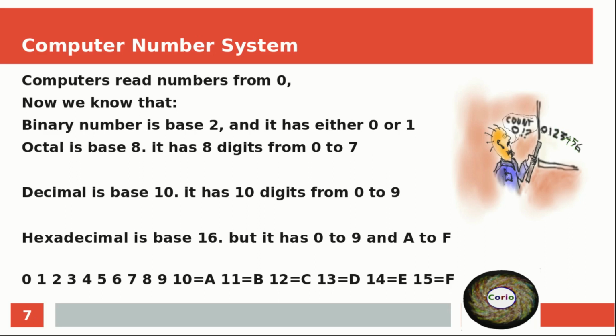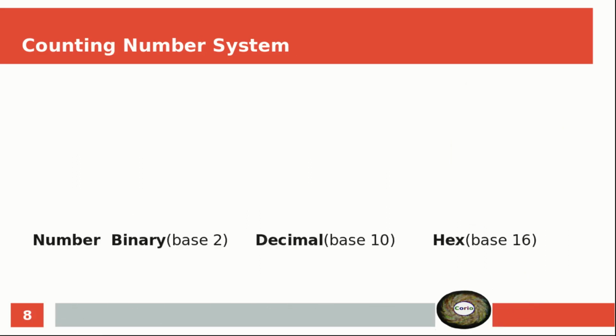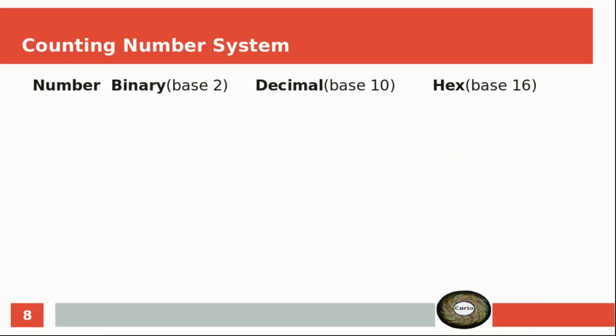0, 1, 2, 3, 4, 5, 6, 7, 8, 9, 10 is represented as A, 11 is represented as B, 12 is represented as C, 13 is represented as D, 14 is represented as E, and 15 is represented as F.